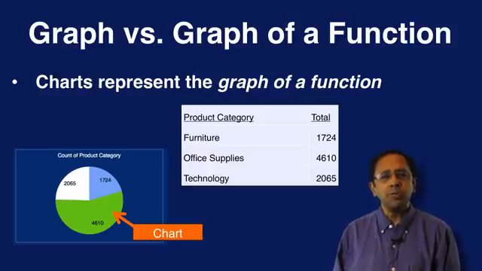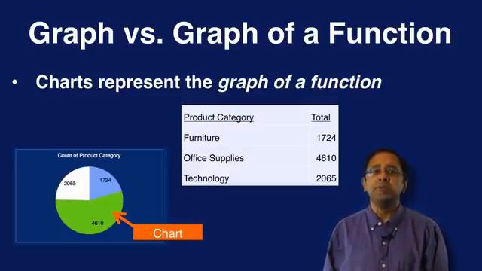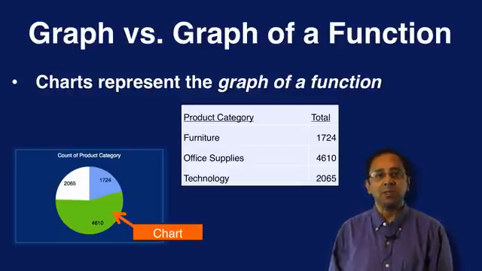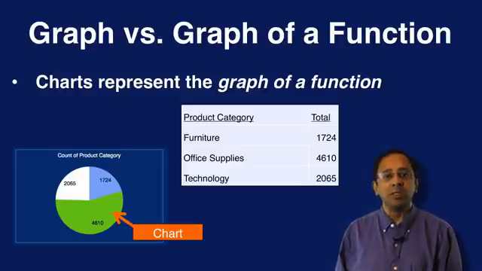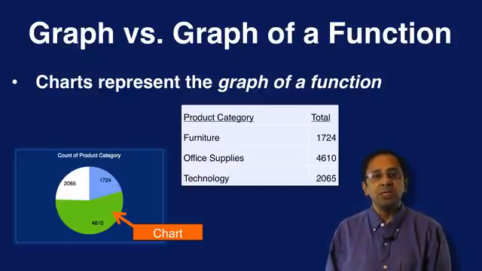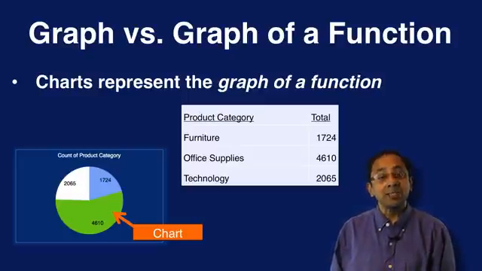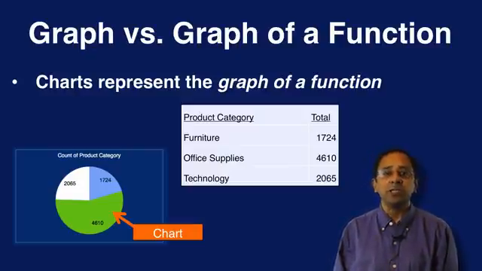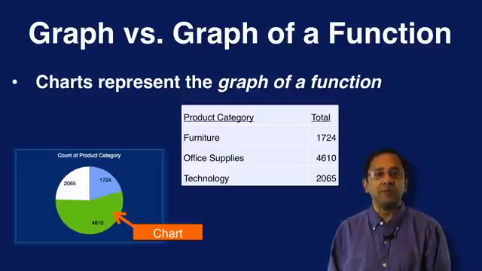So why do people call them graphs then? In a sense, they are abbreviating. A chart depicts what's called the graph of a function. Let me explain. Look at the two-column table on the right. The first column has information about product category with values like furniture, office supplies, and technology. The second column represents another set of values called total, containing 1724, 4610, and 2065.